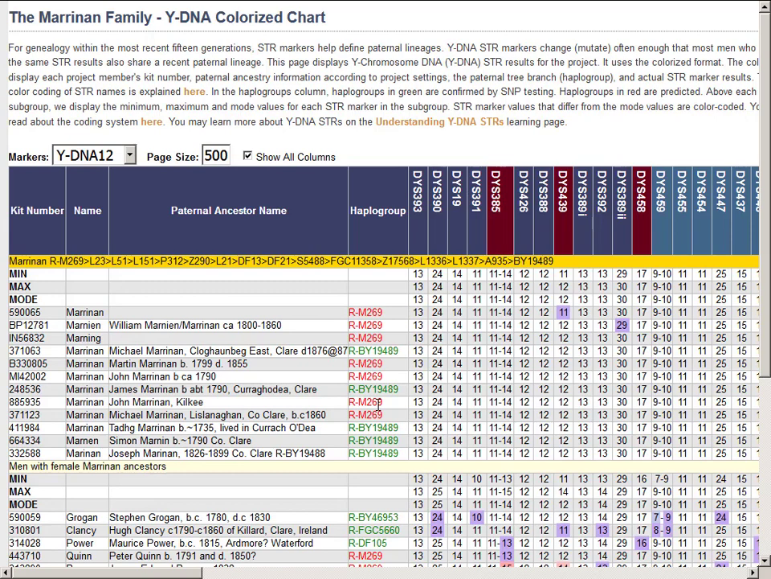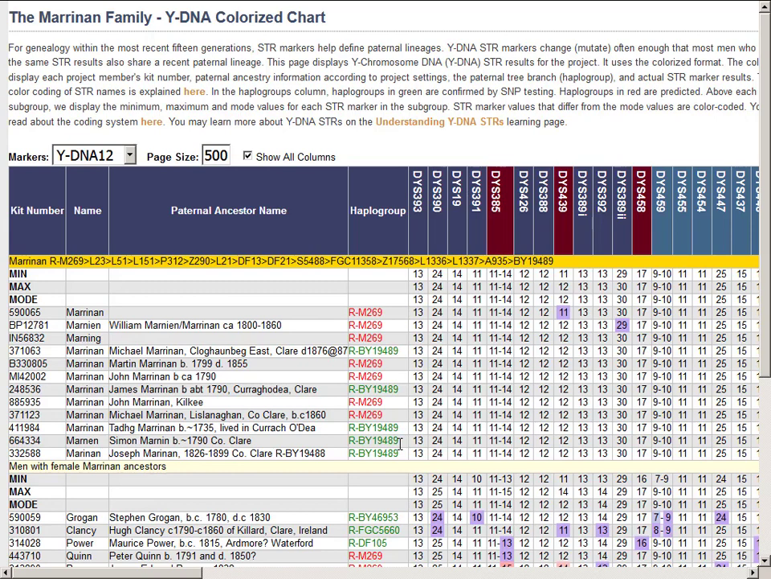We may eventually find one of two things. We may find a Marnan who doesn't have the BY19489 SNP. That proves that the first man who had that mutation was already a Marnan, and that there's two parallel branches in the family, one with the mutation, one without the mutation.